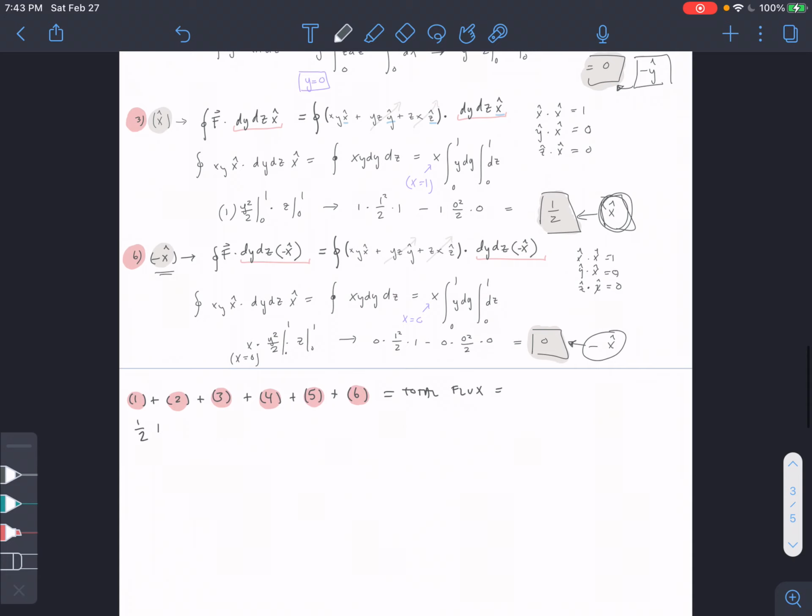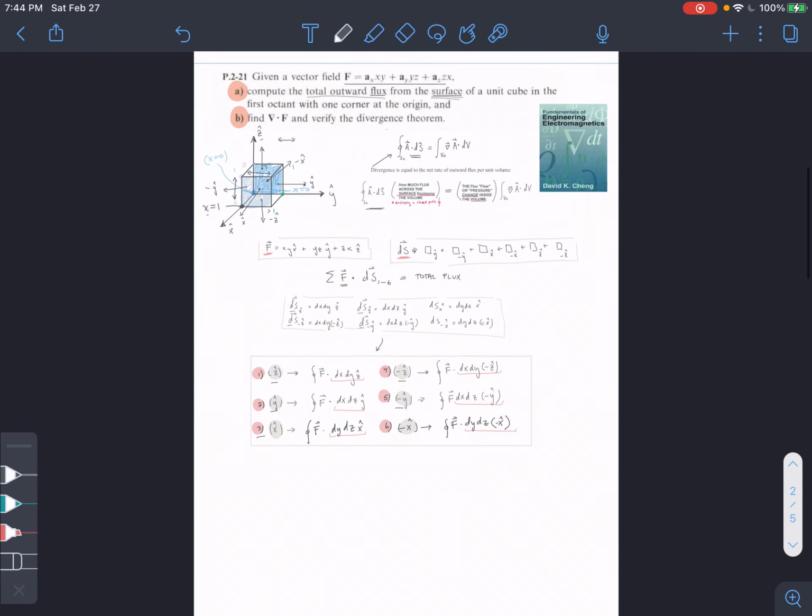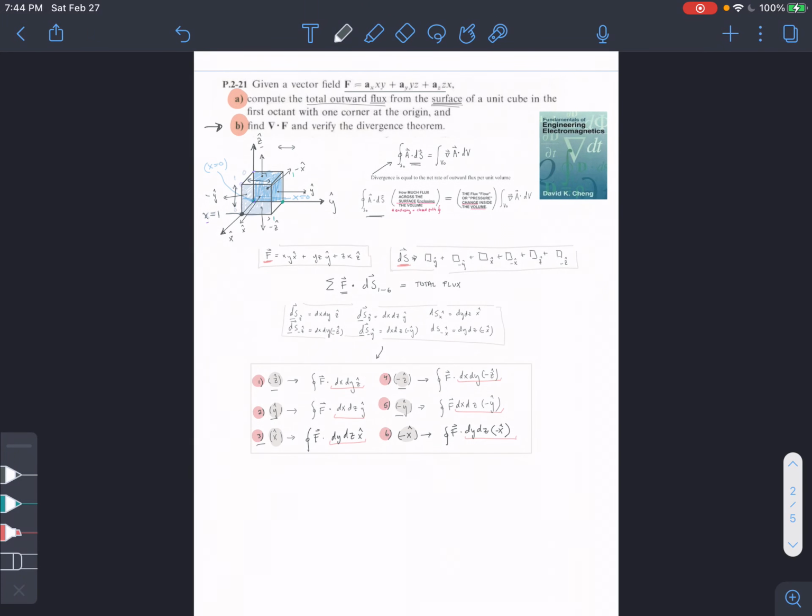Okay, so the sum of everything: we have 1/2, 0, 1/2, 0, 1/2, 0. So 1/2 plus 0 plus 1/2 plus 0 plus 1/2 plus 0 is equal to 3/2. So 3/2 is our solution for the total flux going through the volume. All right, I'm going to pause this video, and then we're going to look at part B next.